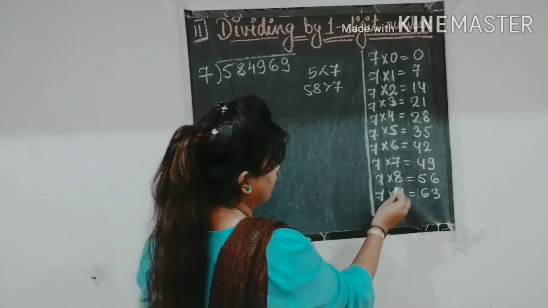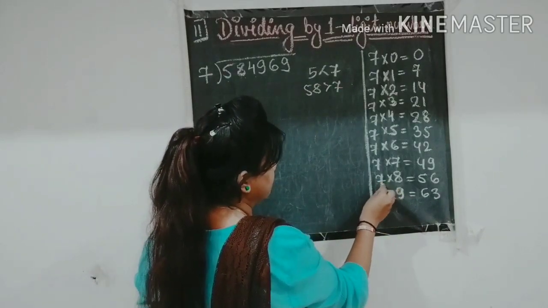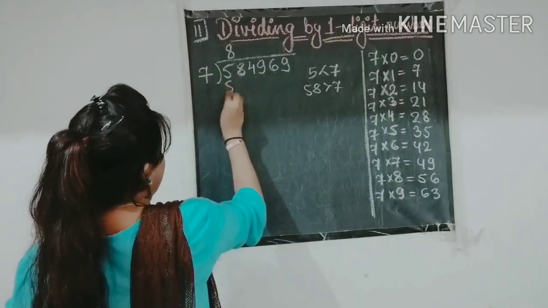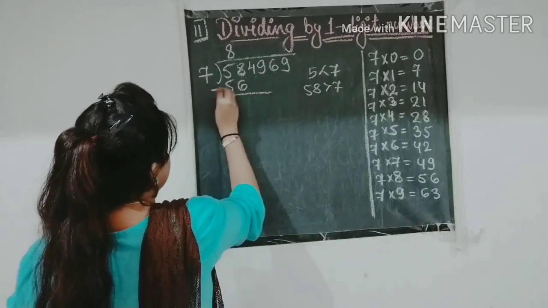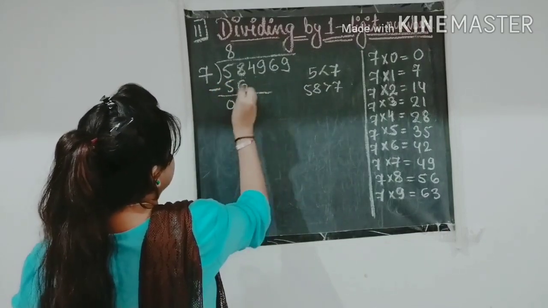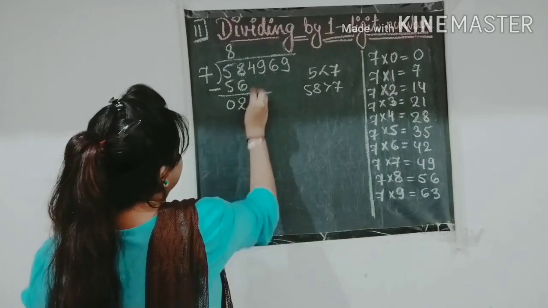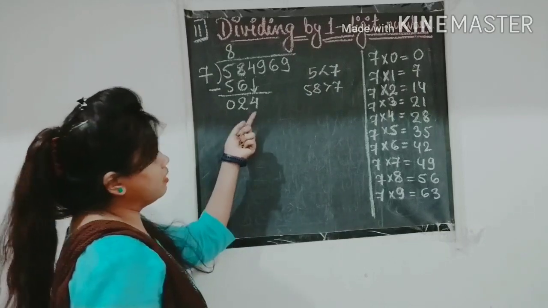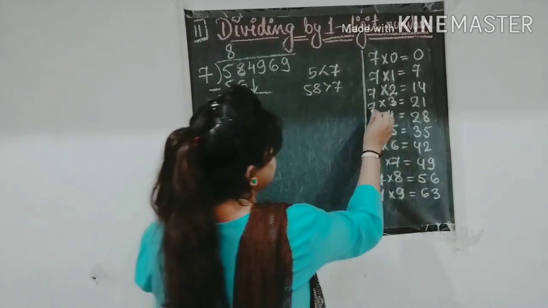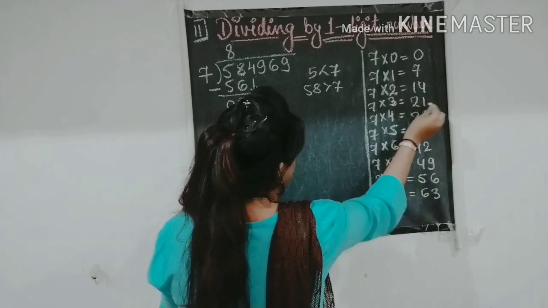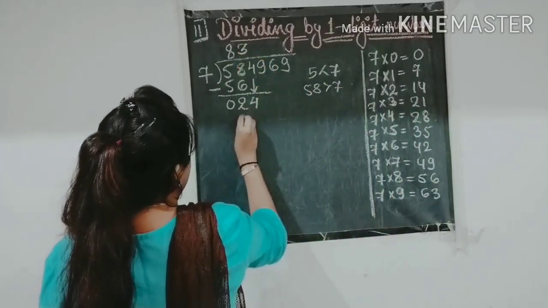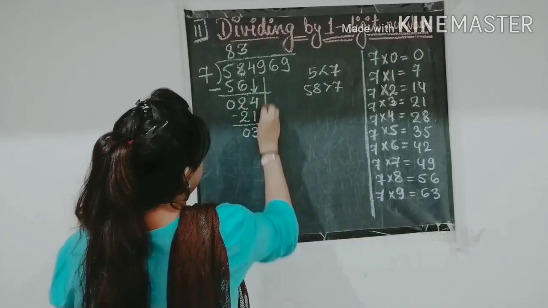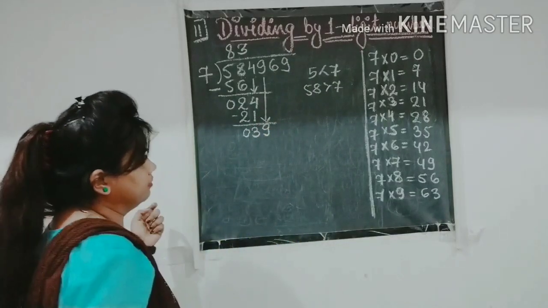So we have in 7's table 7 8s are 56. So we can take directly 7 8s are 56 and subtract it. 5 minus 5 is 0 and 2. The next number will come, 4. Now take the nearest number to 24. In 7's table 7 3s are 21. So take 7 3s are 21 and subtract. You will get 3 and here 9.